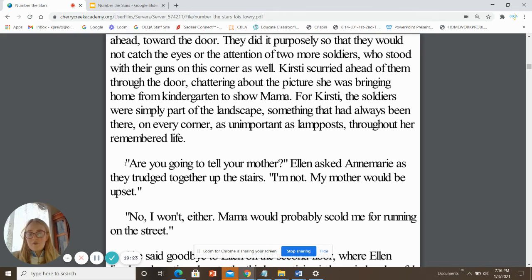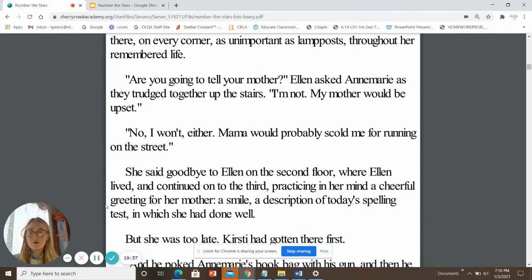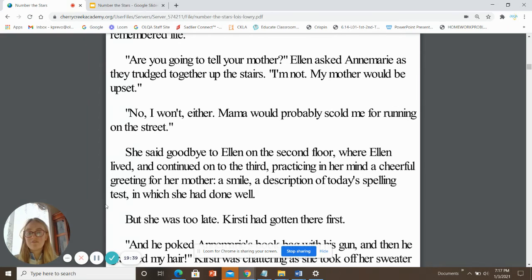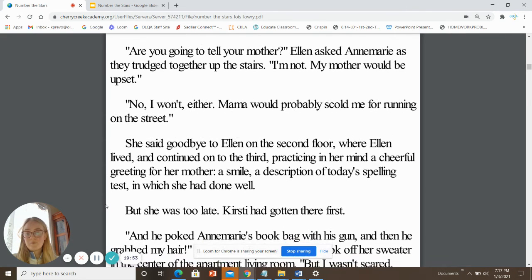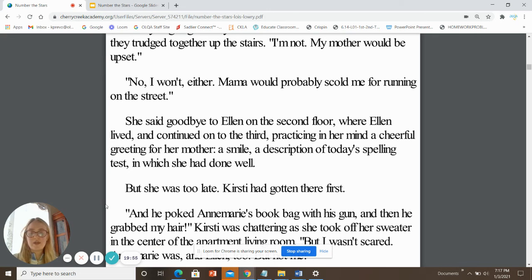Are you going to tell your mother? Ellen asked Anne-Marie as they trudged together up the stairs. I'm not. Mother would be upset. No, I won't either. Mother will probably scold me for running on the street. She said goodbye to Ellen on the second floor where Ellen lived, and continued on to the third, practicing in her mind a cheerful greeting for her mother, a smile, a description of today's spelling test, in which she had done well. But she was too late.